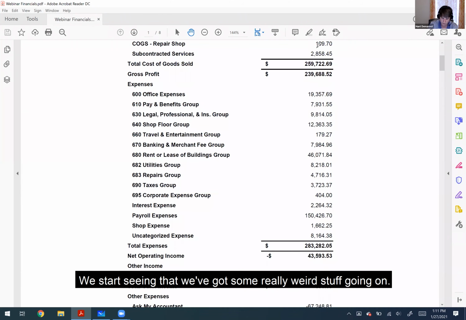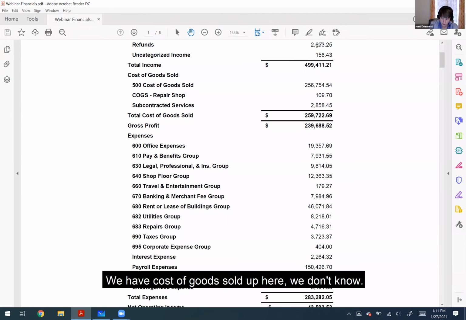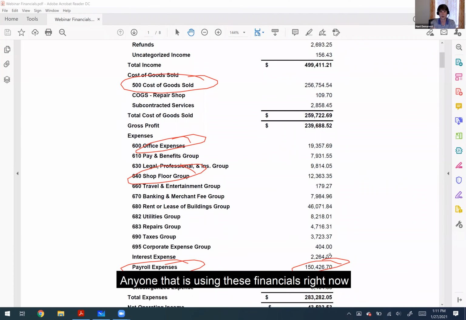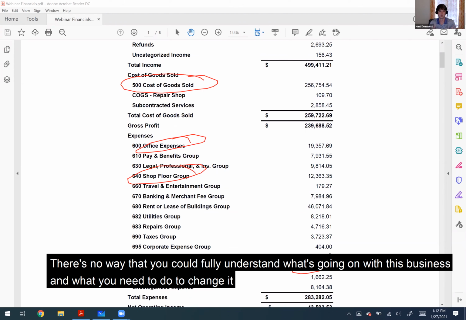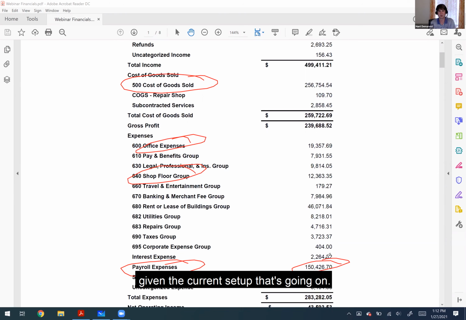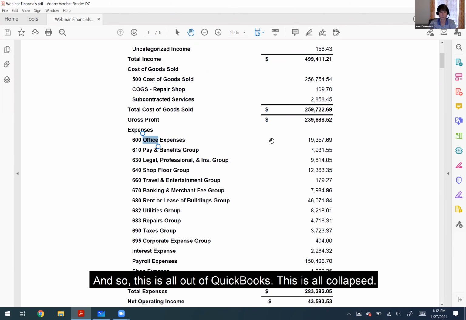We start seeing that we got some really weird stuff going on. We have cost of goods sold up here. We don't know. Anyone that is using these financials right now to make a decision is just using a best guess. There's no way you could fully understand what's going on with this business and what you need to do to change it, given the current setup. And this is all out of QuickBooks.